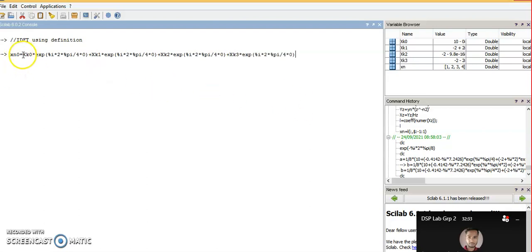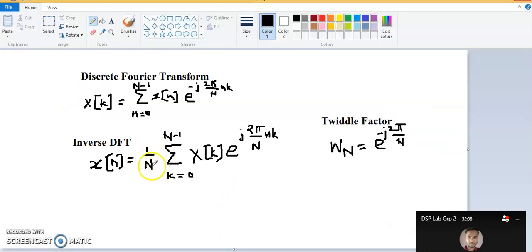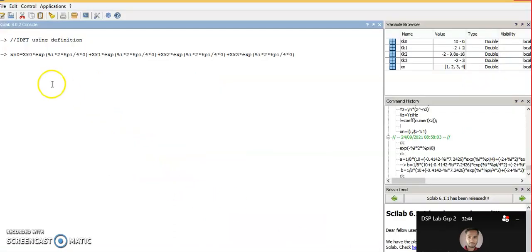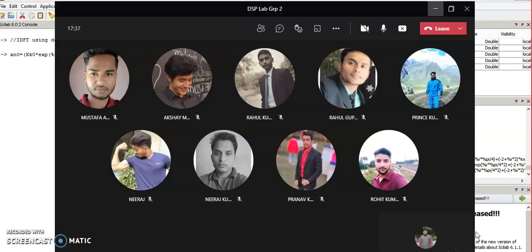So this will be your xn0 and of course here we also have to divide by 4, sorry, multiply by 1/4, so we will divide it by 4. Here we will put one more bracket and divide it by 4. So this will be your xn0 from moving from k domain to n domain. Okay, so this will be your xn0.